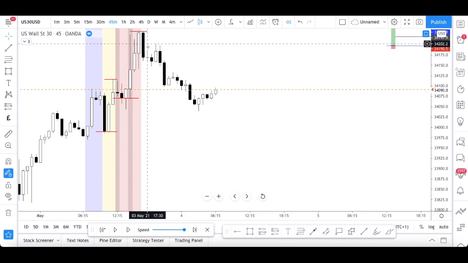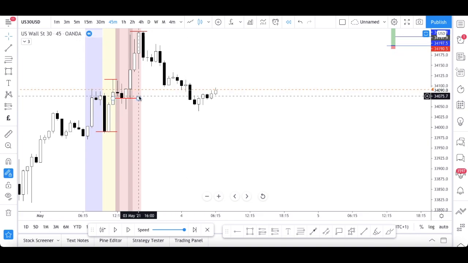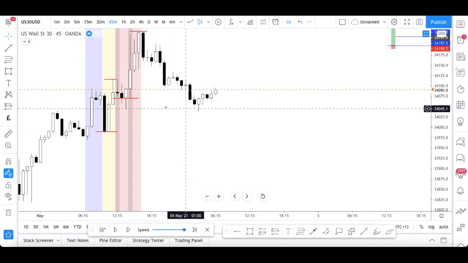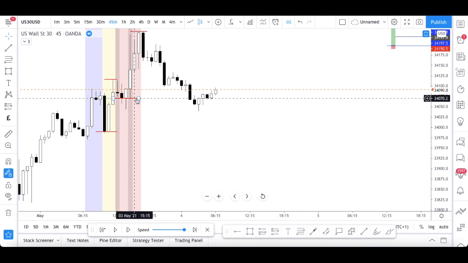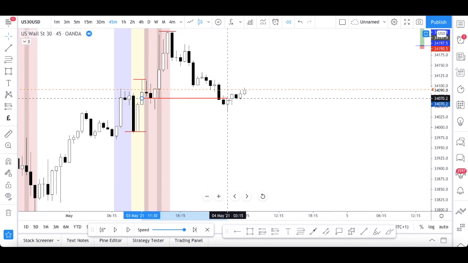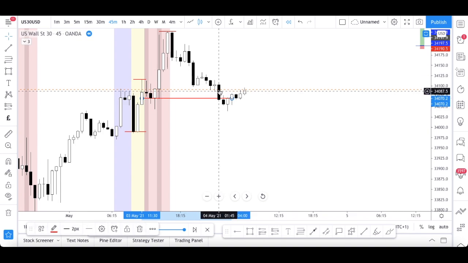As we saw this movement come down, we can see that the body of these candles actually closed below the body of these candles, indicating that structure has actually shifted to the downside after this move had been done.